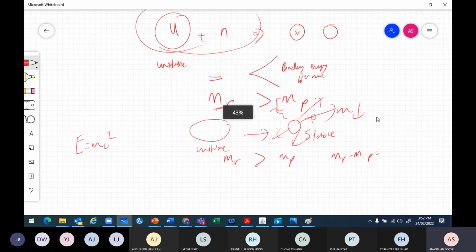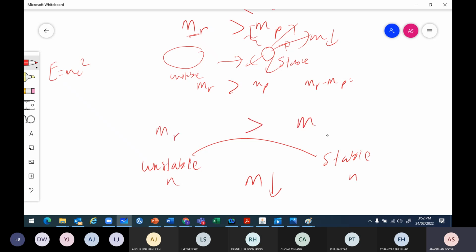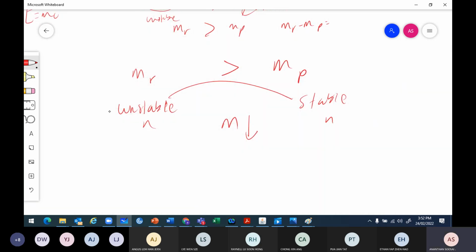Okay, so remember, when an unstable nucleus becomes a stable nucleus, the mass decreases. The mass of the reactant is always greater than the mass of the product. This is the only condition. When an unstable nucleus becomes stable, mass will definitely reduce.